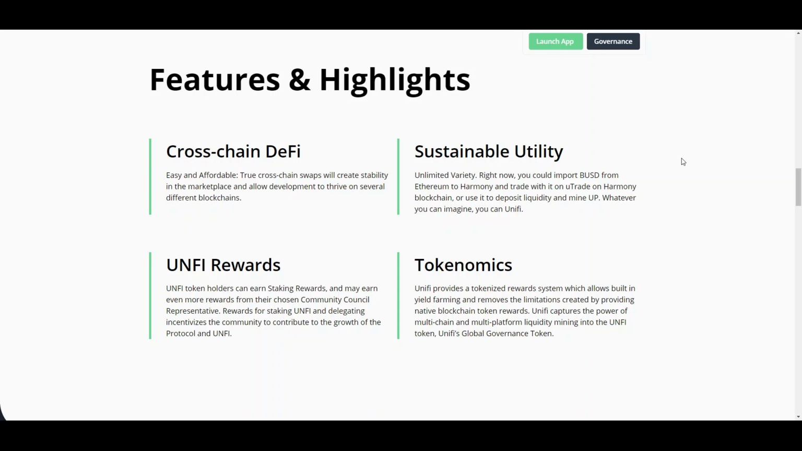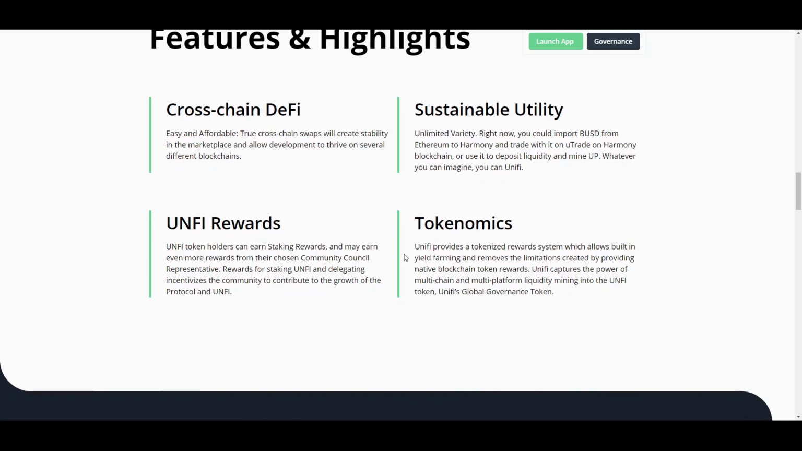Secondly, you can simply do anything. The key thing we can see on this page right now is whatever you can imagine, you can unify. This is sort of the logo they go by, meaning that it's very easy to move money from one chain to another. It's very easy to move information. And above all, it's very easy to unify everything and anything.